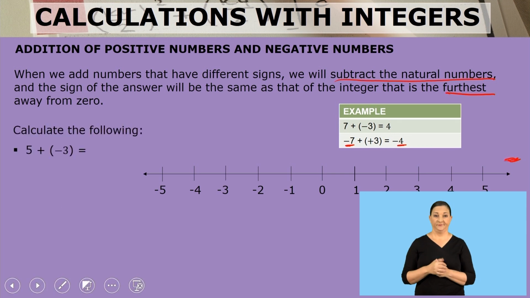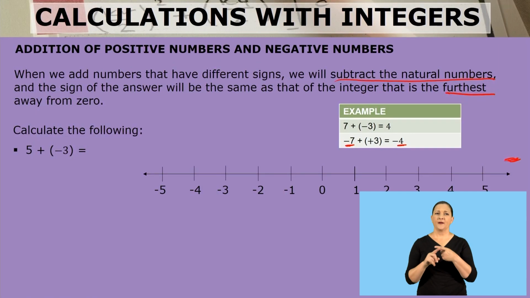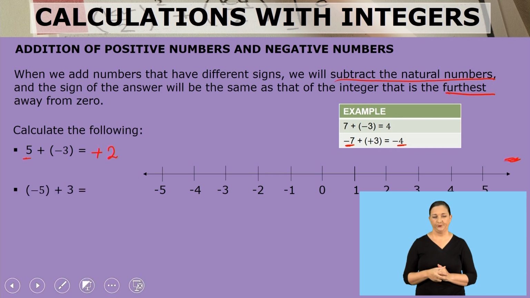So let's look at the following examples. We have a positive 5 plus a negative 3. Which one is furthest away from the 0? That is the 5. That means my answer is going to be positive. And then we just subtract those numbers. 5 minus 3 is a 2. And my answer is a positive 2.